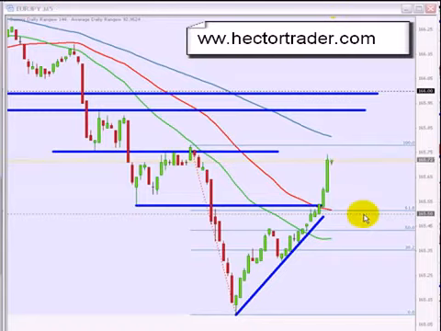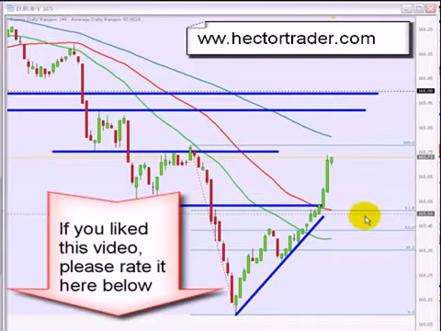Like I was saying before, at the end of the day, my system is nothing but a trend exploiting system, and trends develop in every time frame, okay, be it the 4 hours time frame, the daily, the weekly, or the 5-minute chart, as it was in this case.